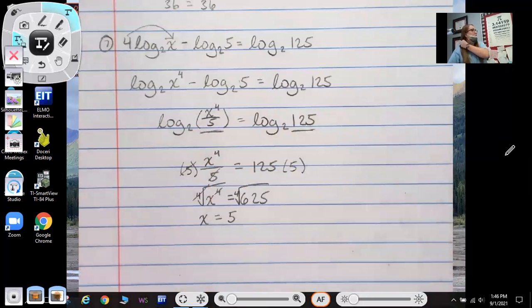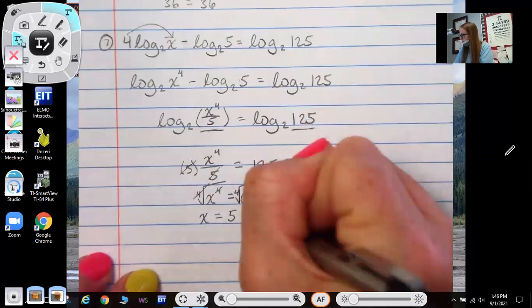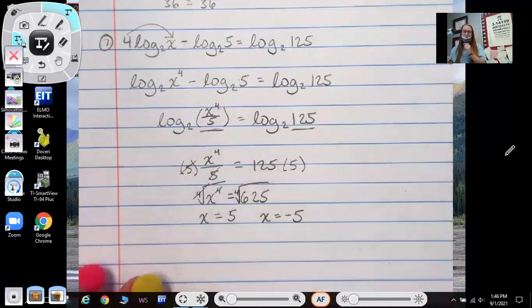Okay, we have another answer that the calculator is not going to give us. It's the same as if we were to take the square root. The calculator would only give us the positive answer. But another answer that we have is -5.